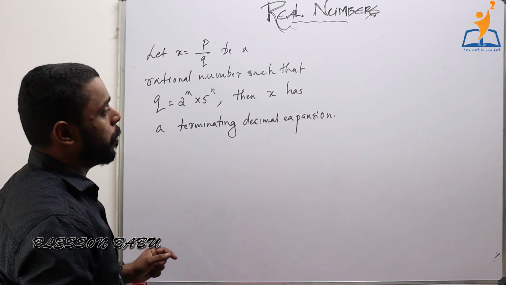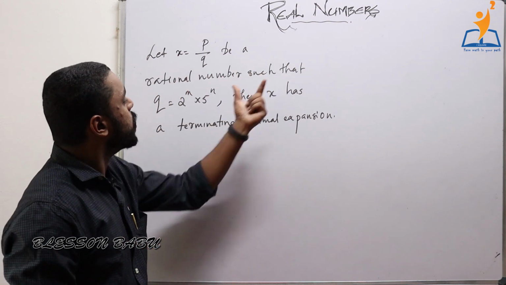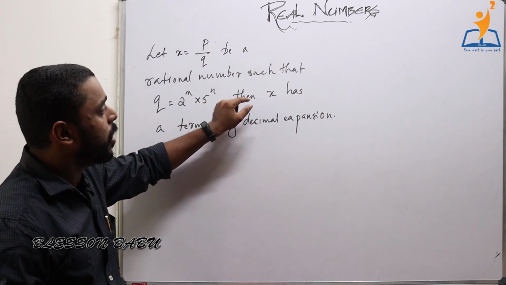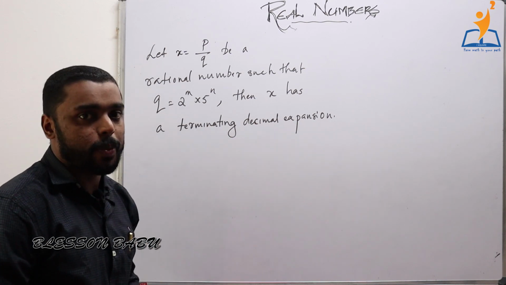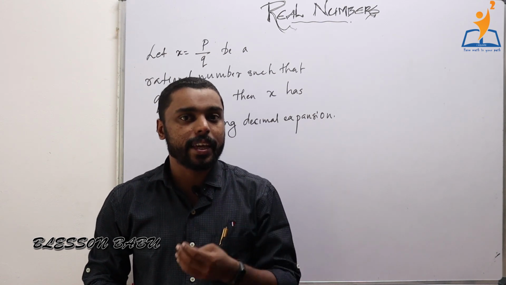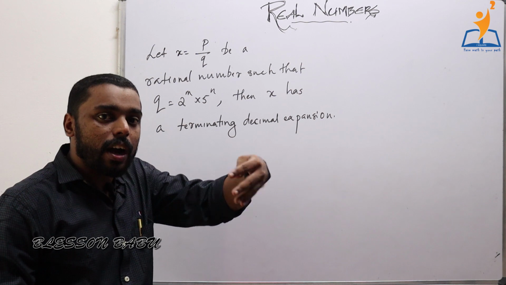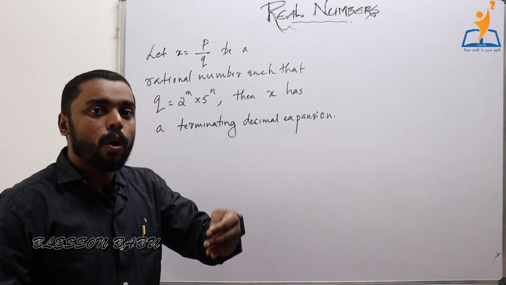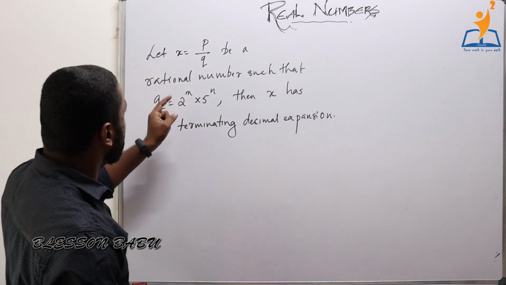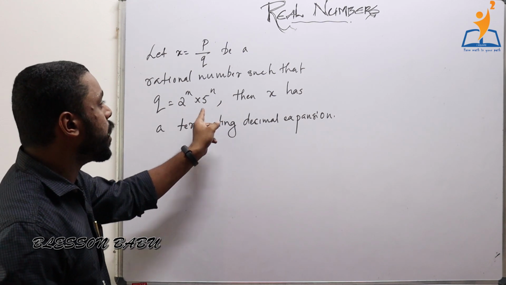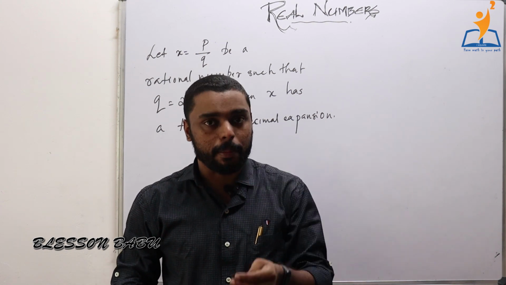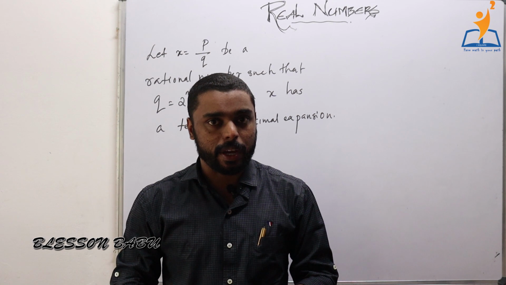Let x equal to p by q be a rational number such that q is equal to 2 raised to m into 5 raised to n. Then x has a terminating decimal expansion. In the previous examples, we were provided with 3 rational numbers, say 3 by 8 and so on. And when we converted them into decimal forms, we saw that all 3 decimal numbers are terminating decimal numbers. Why? Because the denominator q is of the form 2 raised to m into 5 raised to n. Hence, we can conclude the result.